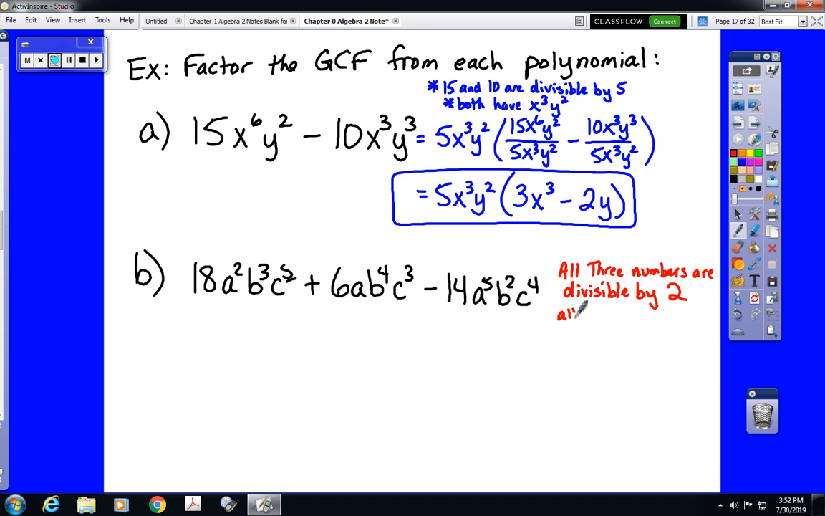In addition, all 3 terms have an a b squared, and a c cubed, because I'm working under the assumption that this is supposed to be c to the 5th here. I'm not really sure what happened to the original problem, but that should be c to the 5th. So we're going to be factoring out 2ab squared c cubed, which means we're going to divide the original problem. Each term gets divided by 2ab squared c cubed.